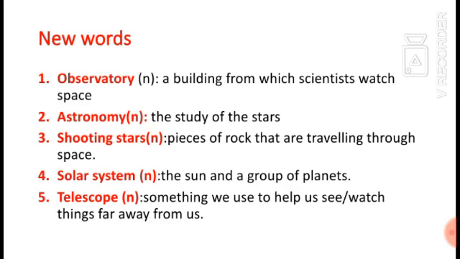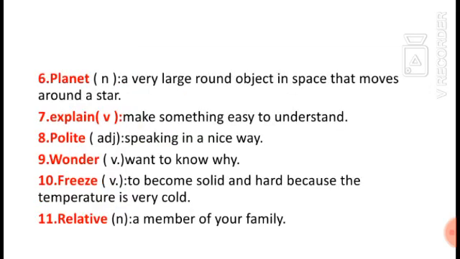Number 4, solar system. Solar system, noun, means the sun and a group of planets. Number 5, telescope. Telescope, noun, means something we use to help us see or watch things far away from us. Planet. Planet, noun, means a very large round object in space that moves around a star.